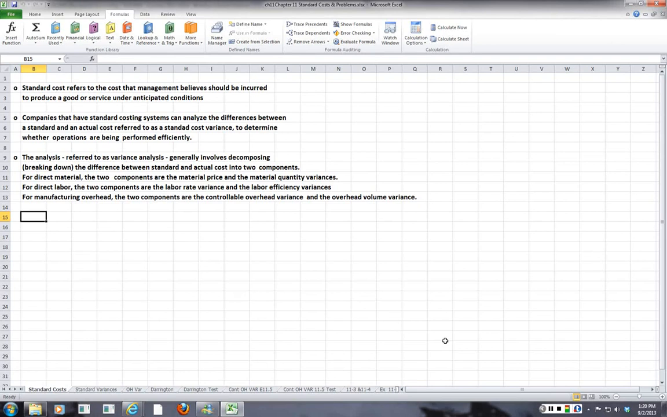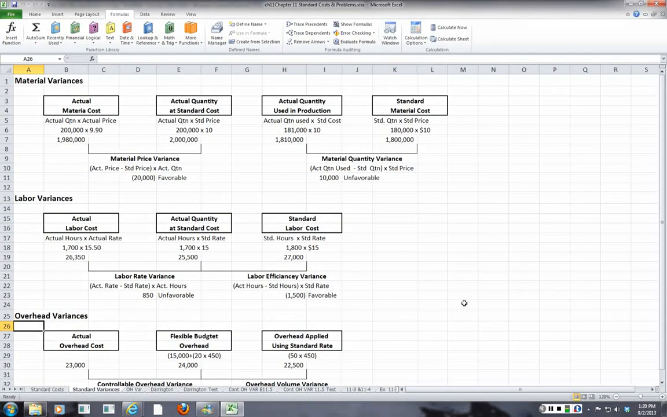We're going to talk a little bit more about each one of these things. So let's go to the next place here. You can see at the top of the screen I've got material variances, labor variances, and overhead variances. If we start with material variances, they have the actual material cost as compared with the actual quantity at standard cost to come up with the material price variance.